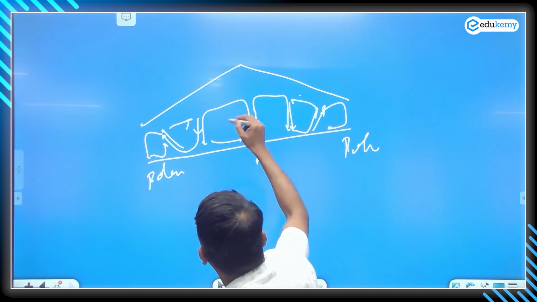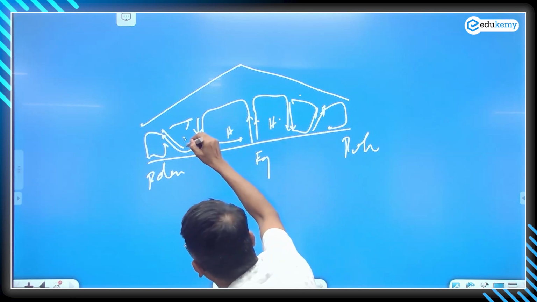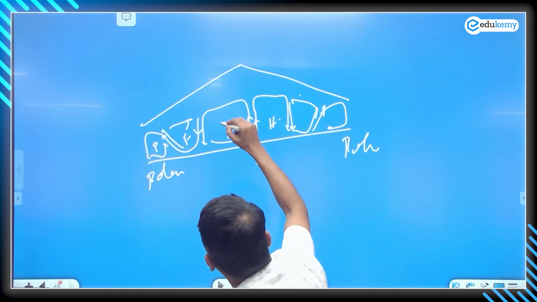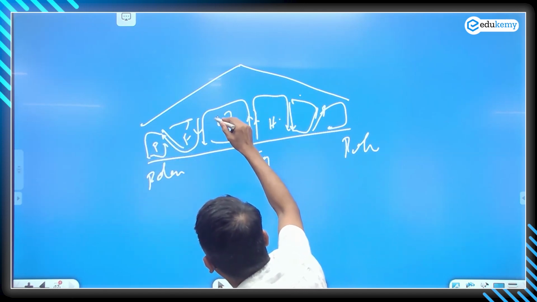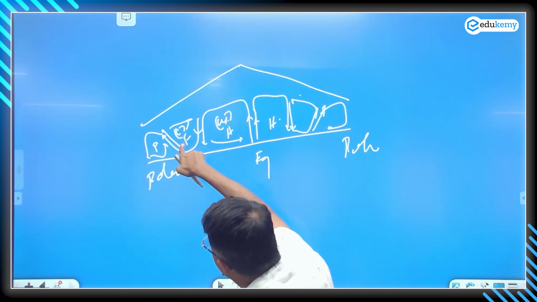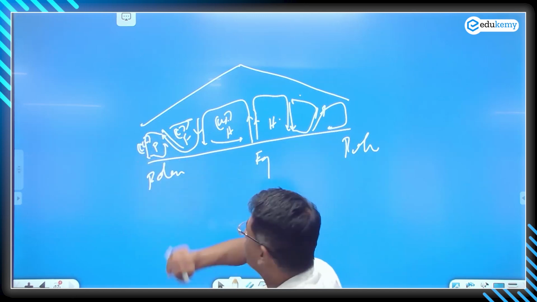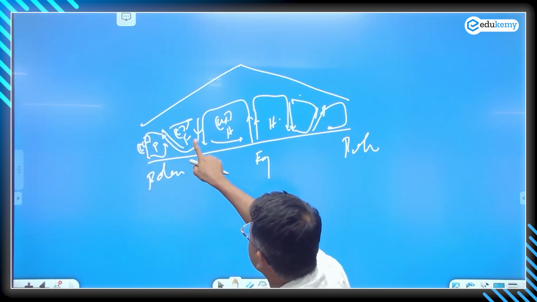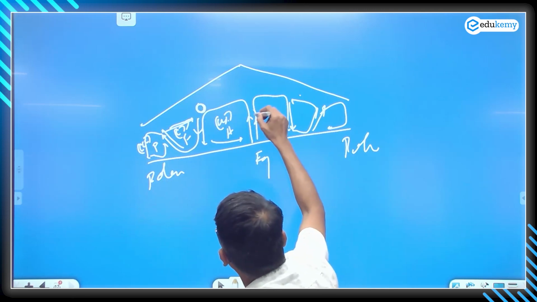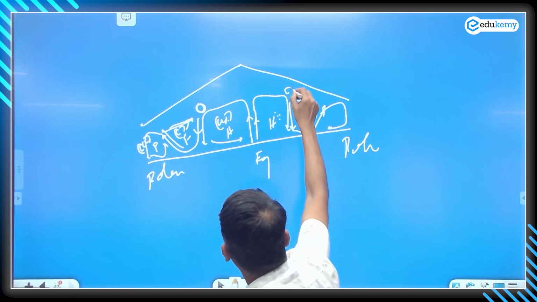Now this is the Hadley cell. This is also a Hadley cell. This is the Ferrel cell. This is the polar cell. The Hadley cell is warmer in comparison to the Ferrel cell, which is cooler. And the Ferrel cell is warmer with respect to the very cold polar cell. So between them there is a difference of temperature in this part. This is warm, this is cold. A gradient forms here.